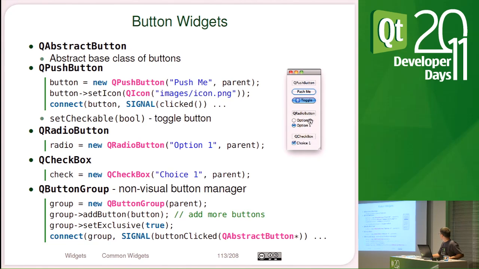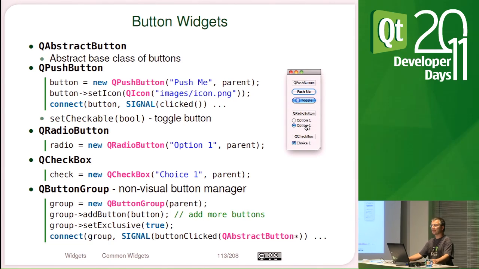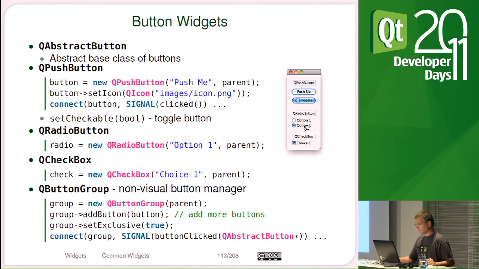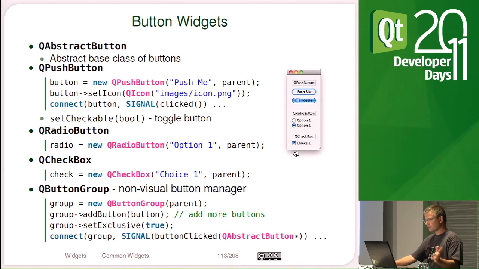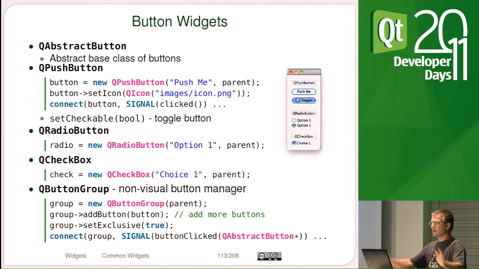Everybody knows radio buttons. It will look like this, so that you can just select one button of a group of radio buttons. Yeah, a checkbox is a text label with a check mark. And you can use all these buttons in a button group where you can say this group is a group of abstract buttons, and if you set the exclusive flag, you will have the behavior of a radio button so that only one of these buttons can be checked at a time.